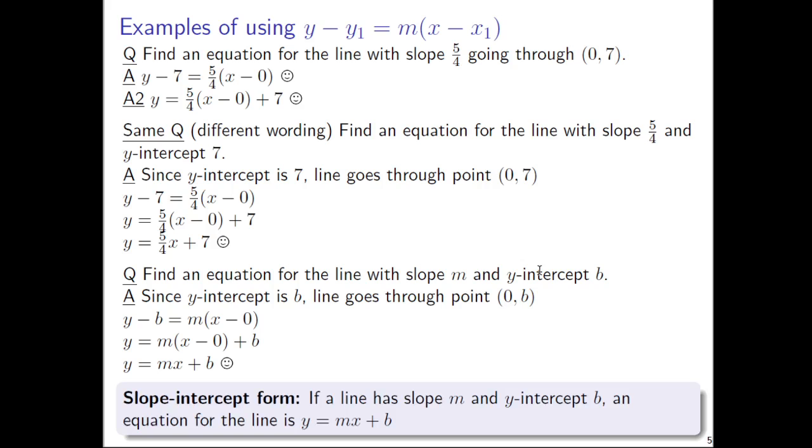I think this form of a line is more, let's say, familiar to people. It is the slope-intercept form, but it is actually built out of the point-slope form. That's the most natural way to come up with it. So if a line has slope m and y-intercept b, then an equation for the line is built as y equals mx plus b.